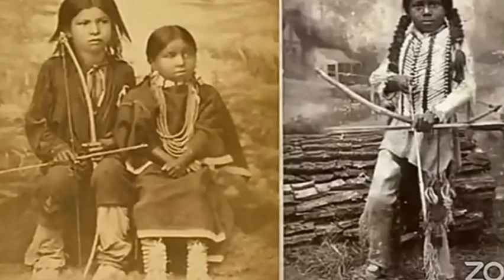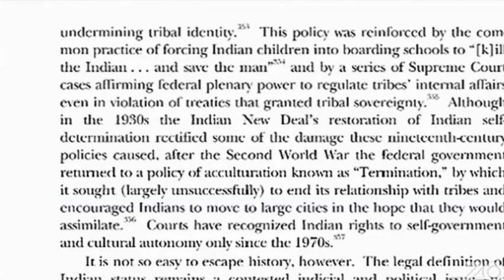And by a series of Supreme Court cases affirming federal plenary power to regulate tribes' internal affairs, even in violation of treaties that granted tribal sovereignty. Although in the 1930s, the Indian New Deal's restoration of Indian self-determination rectified some of the damage these 19th century policies caused. After the Second World War, the federal government returned to a policy of acculturation known as termination, by which it sought, largely unsuccessfully, to end its relationship with tribes and encourage Indians to move to large cities in the hope that they would assimilate.